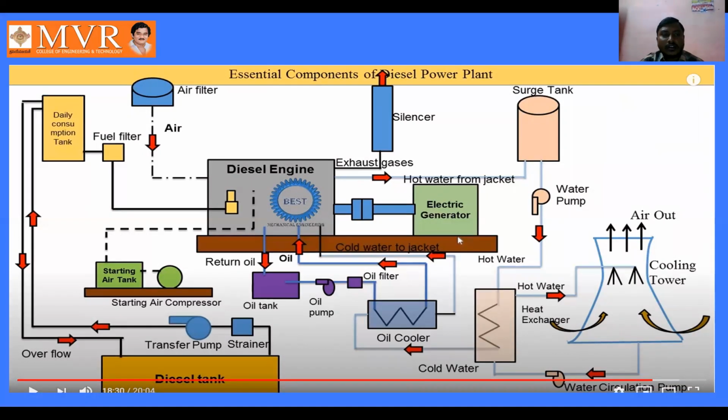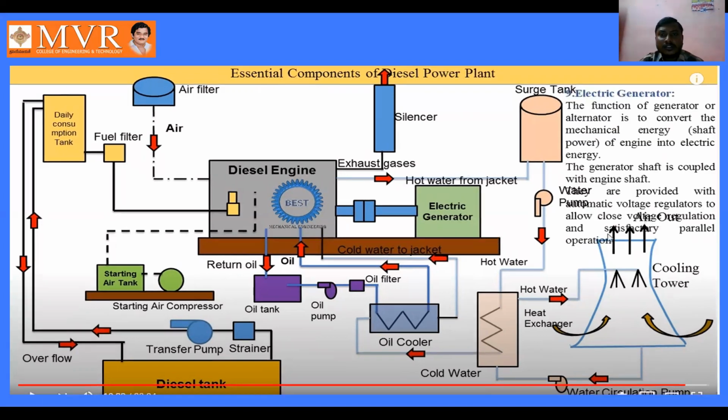This is the full layout showing the diesel consumption tank and the air we use here, and the exhaust gases, how they are exhausted using the silencer, which controls the noise. The hot gases generated enter the surge tank and the heat exchanger, and using the cooling tower we cool the hot gases. Lubrication acts between the two parts, and the air compressor is used to start and stop the engine.